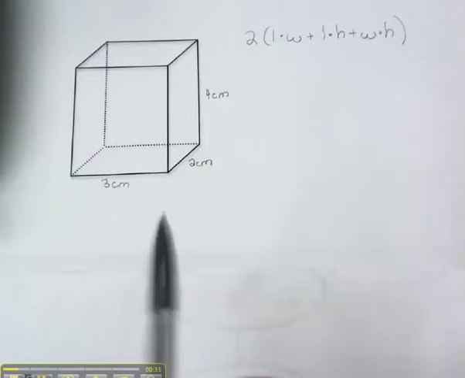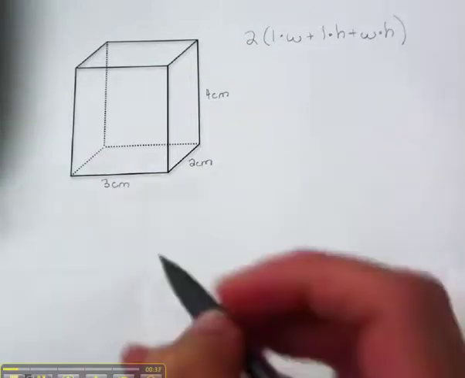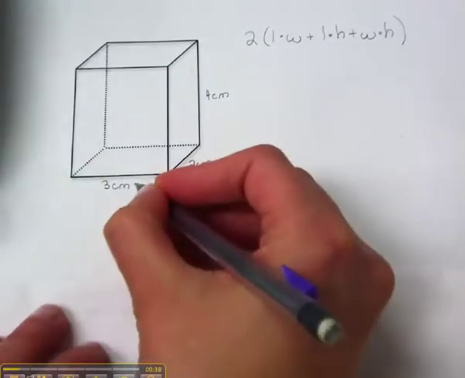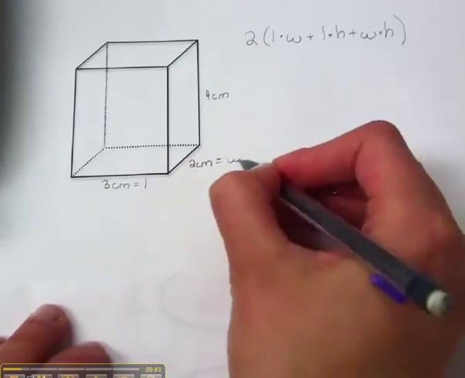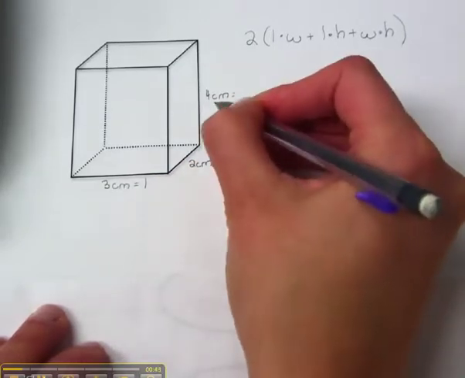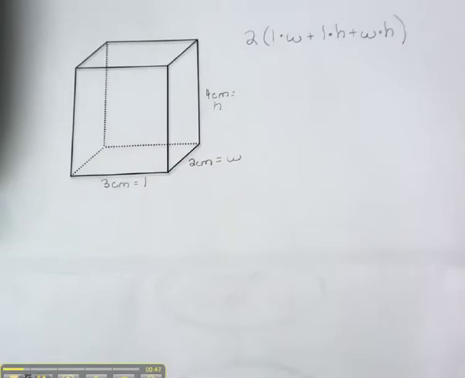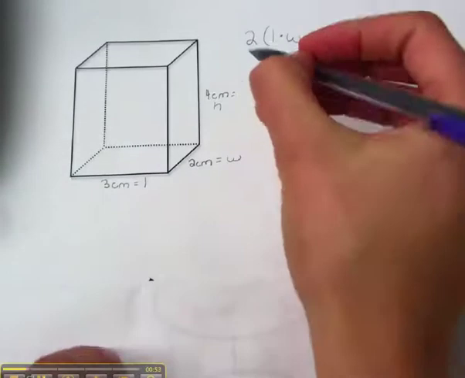So first thing I'm going to do is look at my dimensions and label each one. I'm going to label this one down here 3 centimeters my length, the 2 centimeters my width, and the 4 centimeters my height. It really wouldn't matter which one I label which, because in the end it'll all come out the same. But I'm going to start here and start plugging my numbers in.